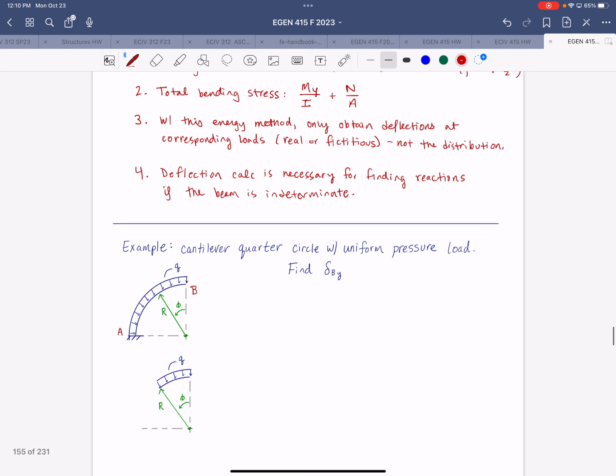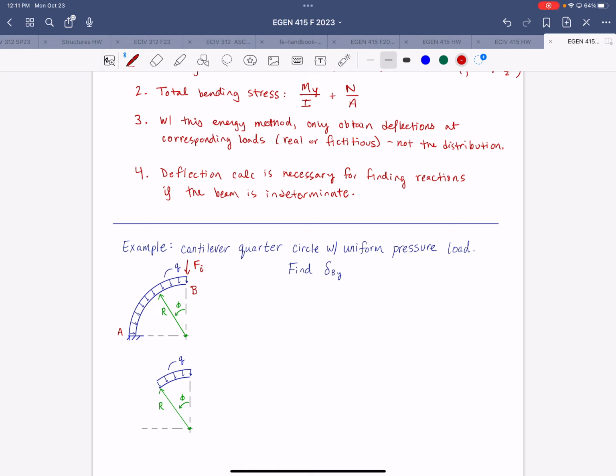So first we'll consider this quarter cantilever circle with a uniform pressure load. All right, so the pressure load suggests, and is confirmed by the drawing here, that the loading is transverse or perpendicular to the circle. If we want to find the vertical deflection at B, we still need to add a fictitious point load there in order to make this work.